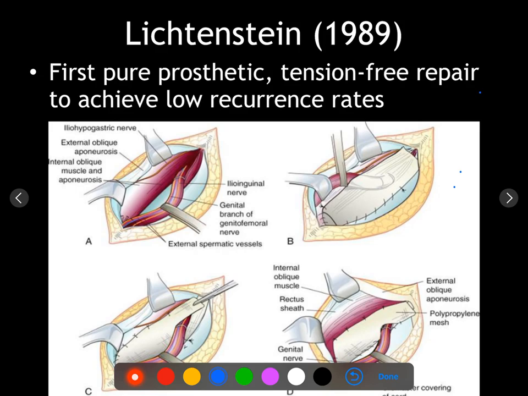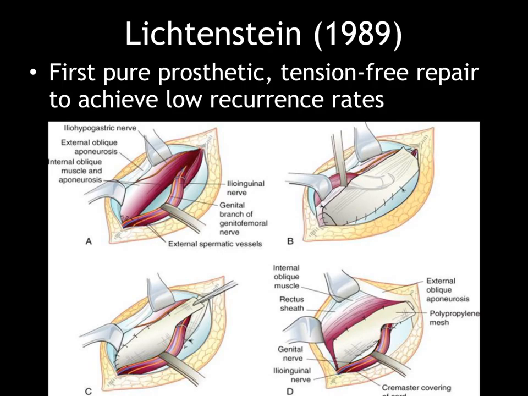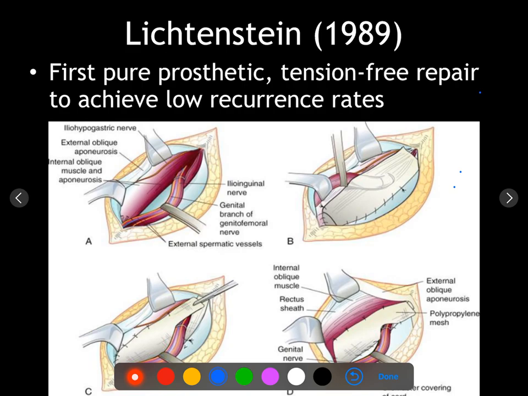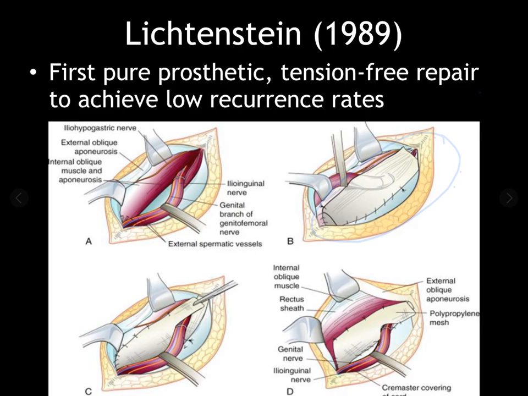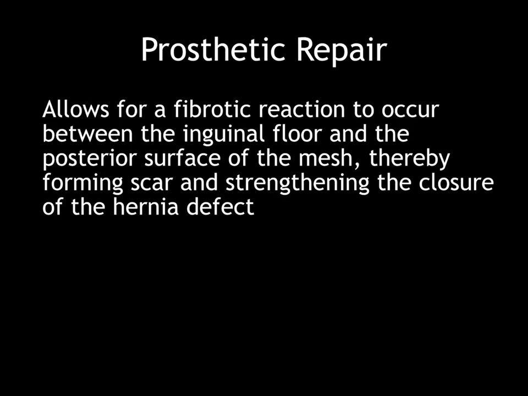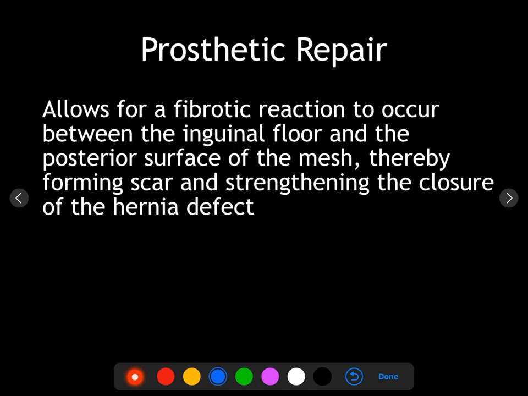Now this is the Lichtenstein repair, which we started doing in 1989, and most of our operations are easy to do as a Lichtenstein repair. In the Lichtenstein repair we use a mesh, which is a prosthetic repair, and which allows for the fibrotic reactions to occur between the inguinal floor and the posterior surface of the mesh, thereby forming a scar and strengthening the closure of the hernial defect.